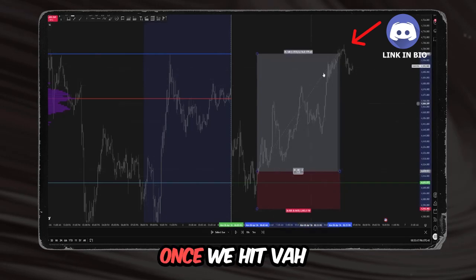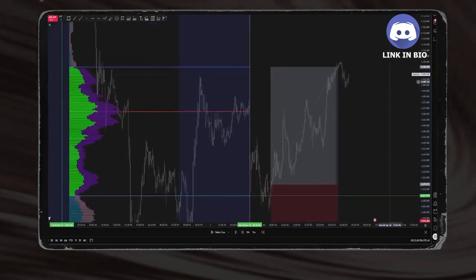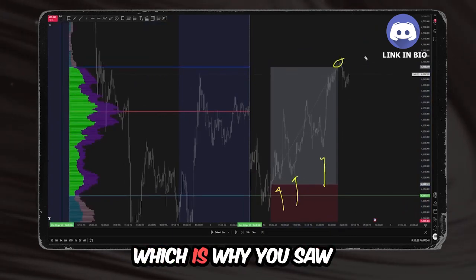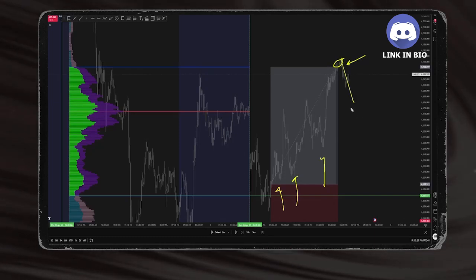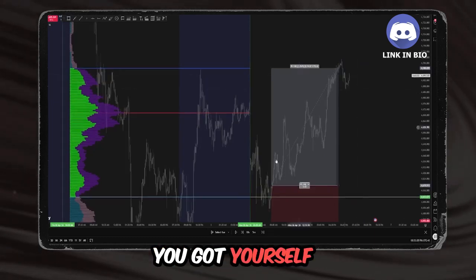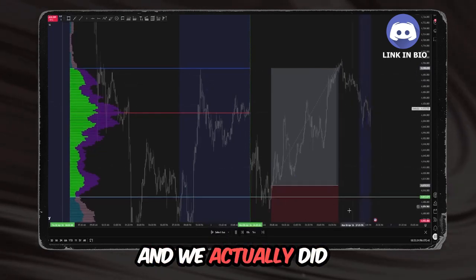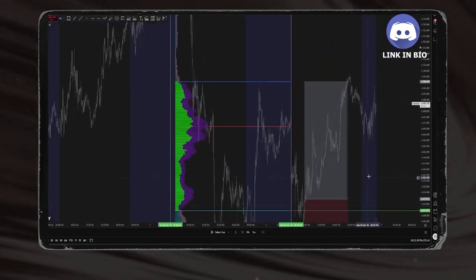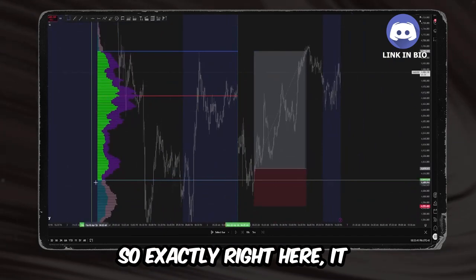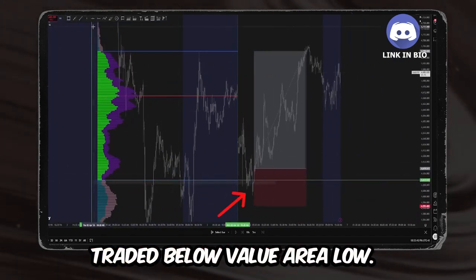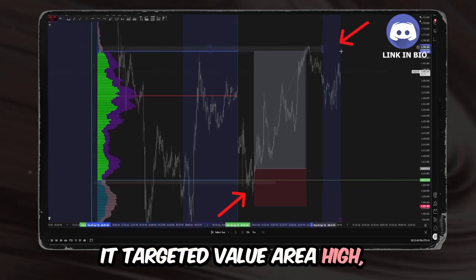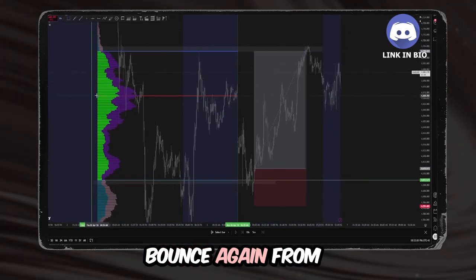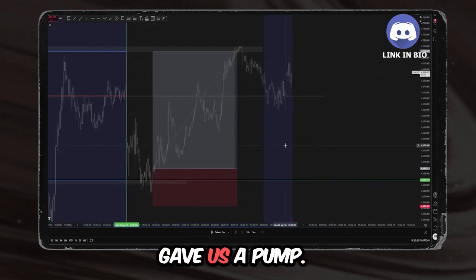Look at that. Once we hit value area high, what happened? All the buyers here took profit over here, which is why you saw a minor sell-off. You see this? You got yourself a minor sell-off. And we actually did have a sell-off. And this is currently now current price action right here. So exactly right here, it traded below value area low. It targeted value area high, rejected value area high, gave us a sell-off, bounced again from the POC of the day, gave us a pump.